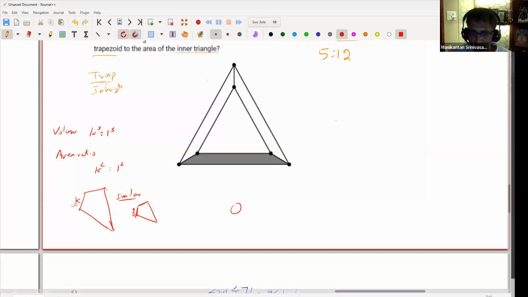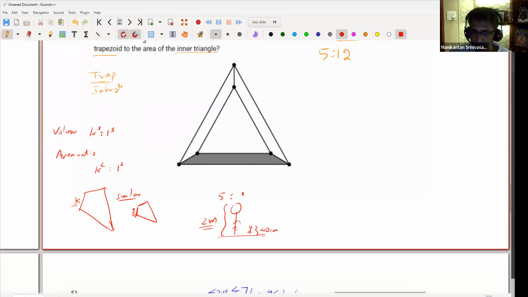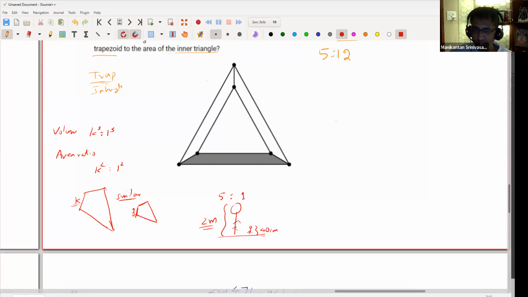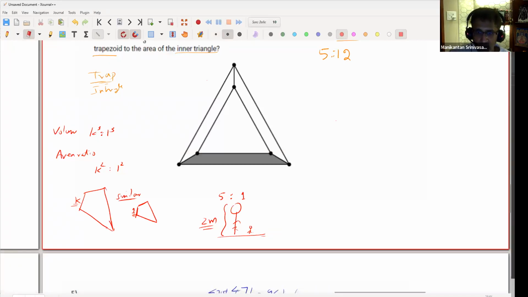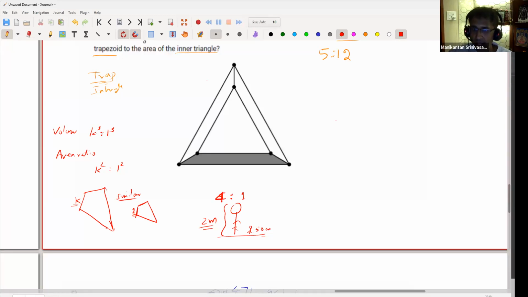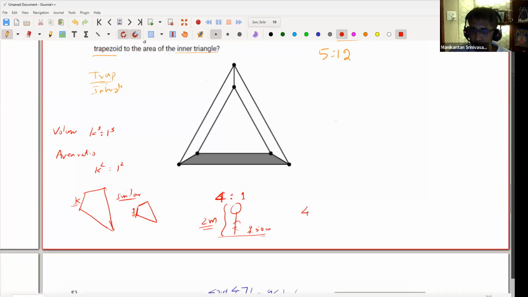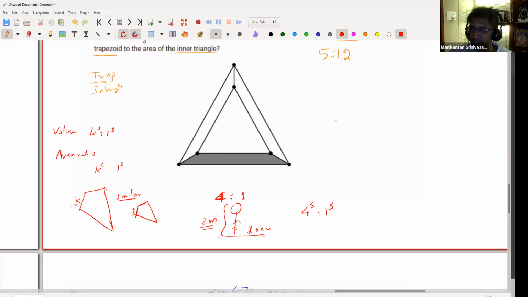For example, let's say you have a dad and then he has this little son here. Let's say the dad is, I'm just making up, 2 meters, a very tall guy. And this guy is just born, maybe 40 centimeters. Or maybe I'll make it more reasonable, 50 centimeters. So the ratio is 4:1 in the linear dimension, which means volume wise, the ratios will be 4 cubed is to 1 cubed. And volume is roughly equal to weight.